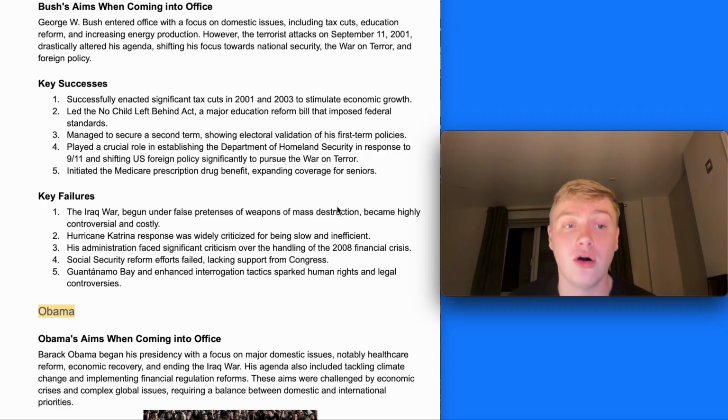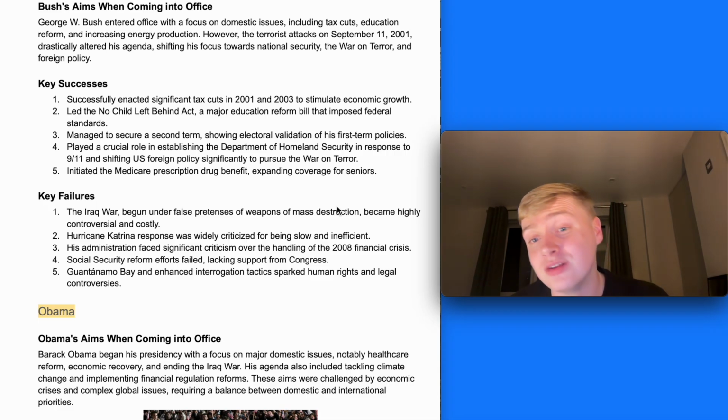The No Child Left Behind Act, which is a major education reform bill, was key to his campaign. It was passed in, I think it was 2001 or 2002. He managed to secure a second term, showing electoral validation of his first-term policies. He played a key role in establishing the Department of Homeland Security and shifting US foreign policy to pursue the war on terror. And he initiated the Medicare prescription drug benefit, expanding coverage for seniors.